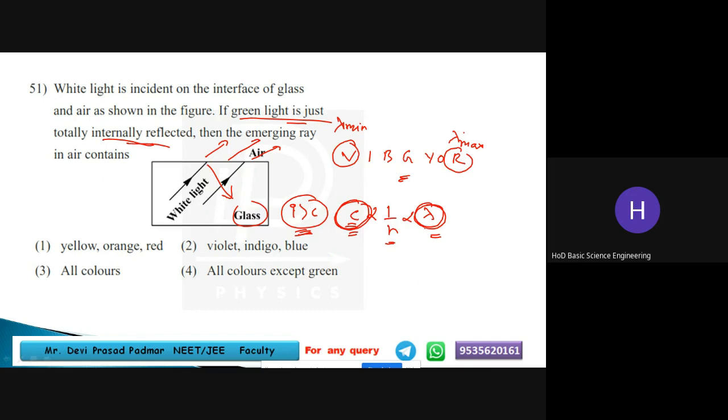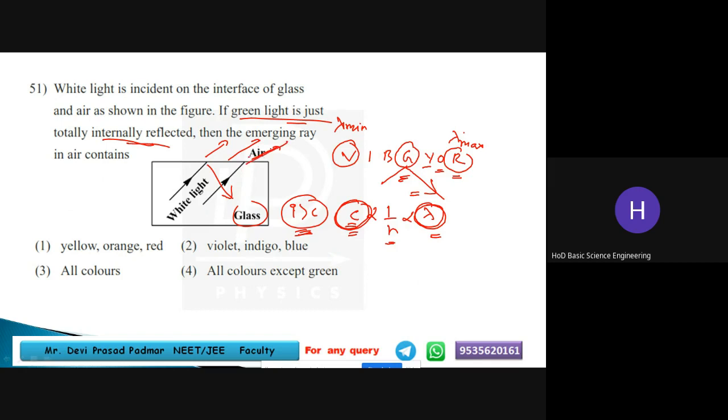That means as wavelength increases, critical angle must increase. That means this green light just reflects back. But what about this yellow, orange, and red? Since they have larger wavelength, their critical angle will also be larger than this. Therefore, what happens? They won't reflect back.